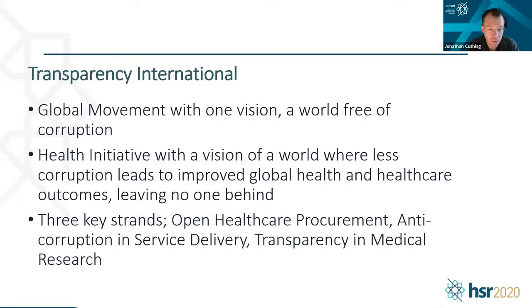Our work has three main strands. We work across open health procurement, so improving procurement transparency; anti-corruption in service delivery, which looks at the impacts of corruption on the end user, from petty corruption and the impacts there; and also transparency in medical research and research and development, looking at the effects that opaqueness has in the development of new drugs, and also the transparency around the research overall.